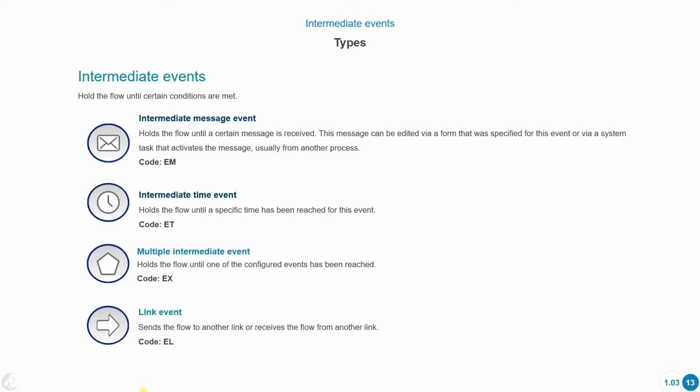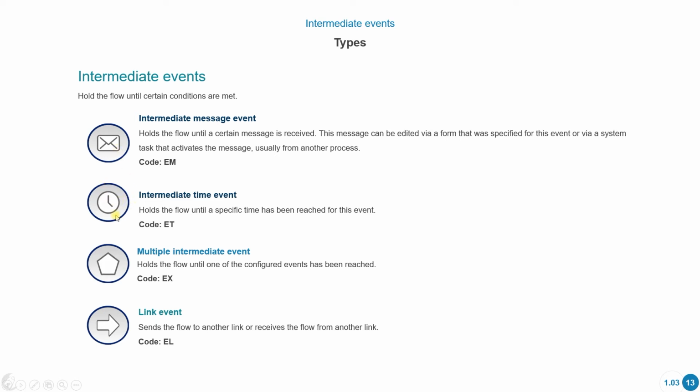The intermediate message event holds the flow until a certain message is received, and this message can be edited via a form or via a system or Internet of Things. So we already saw how we could initiate a process by inputting data. Well, here what we're going to do is unblock the flow of a process by inputting data.